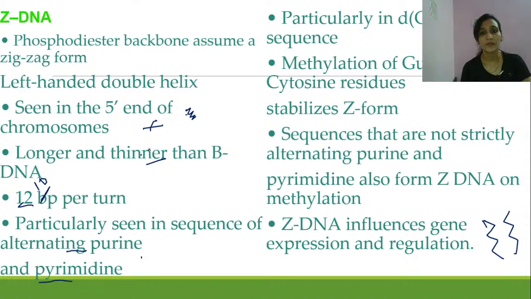Then, is it a stable form? Is it a stable form of DNA? When we are saying B, when the whole of the genetic material exists in the form of the B structure, then definitely it's a stabilized one. But when we are talking about the Z form, is it a stabilized form? Methylation of guanine and cytosine should occur for stabilization of zDNA. This point you should remember, that for stabilization, it needs methylation.